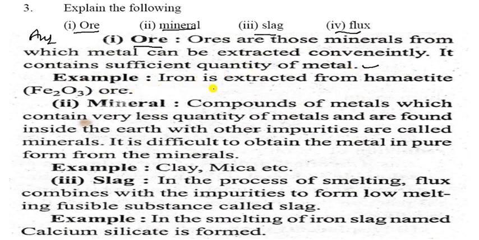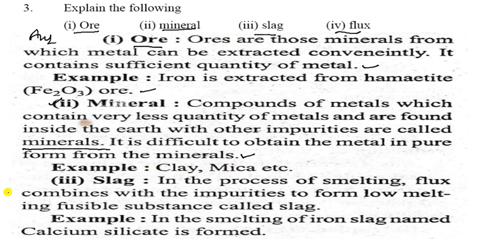Next one is the third question. Explain the following terms. So you have to write here answer. First one is ore, second one is mineral, third one is the slag, and fourth one is the flux. So first one ore. Ores are those minerals from which metals can be extracted conveniently. It contains sufficient quantity of metal. So that is called as ore. For example, iron is extracted from the hematite ore.